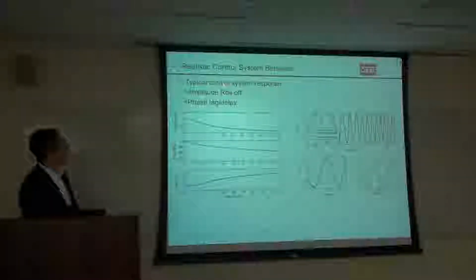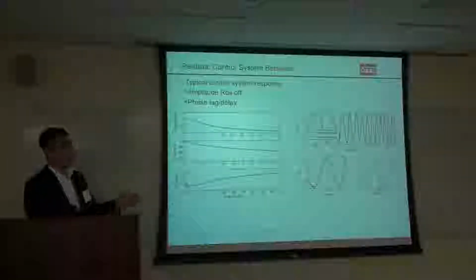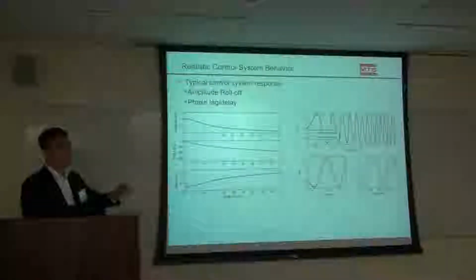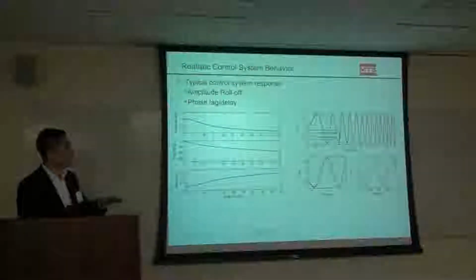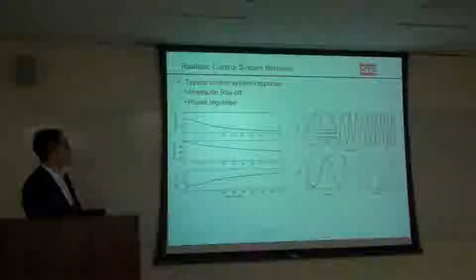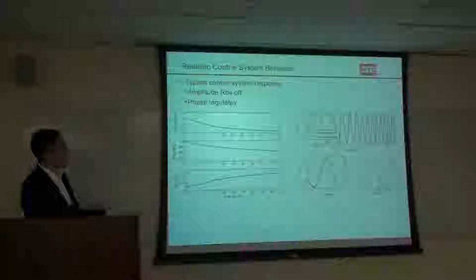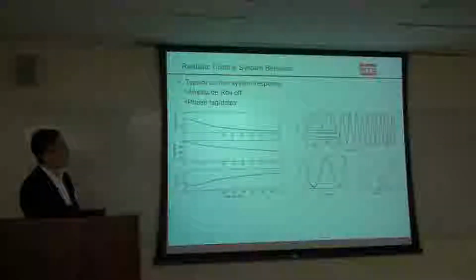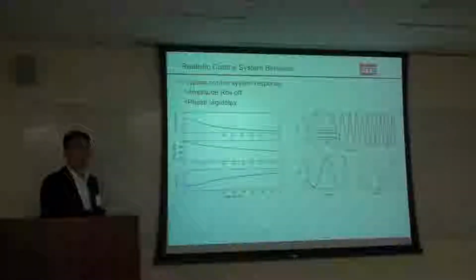We know that any realistic control system, like our actuators, or any motion control devices, when you look at the behavior of it, it always has some kind of amplitude roll-off and phase lag, especially when you go to higher frequency, you will see it more significantly. In the time domain, you will see this phase lag, right? We already talked about it yesterday.